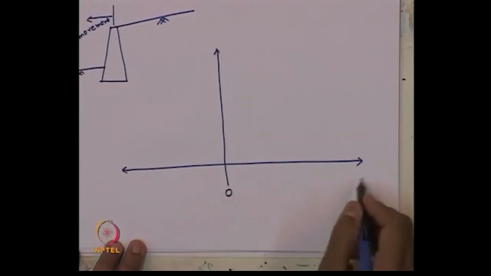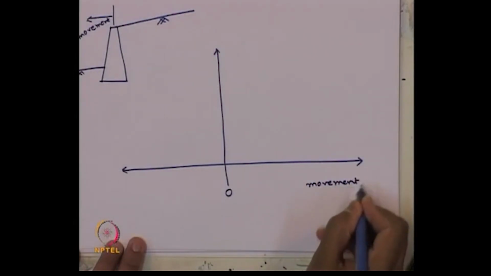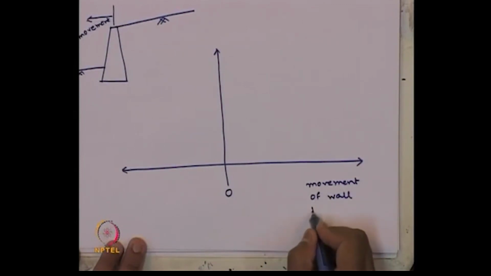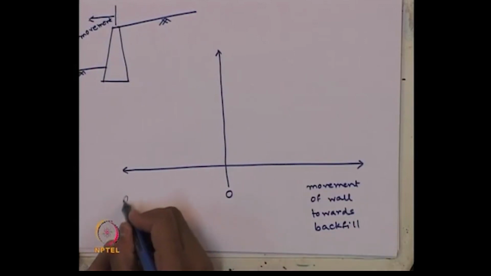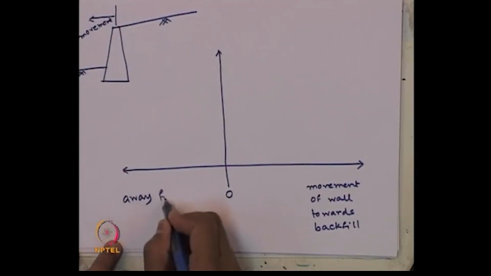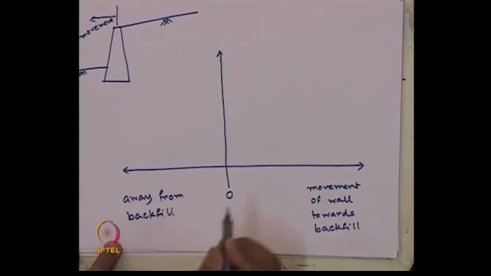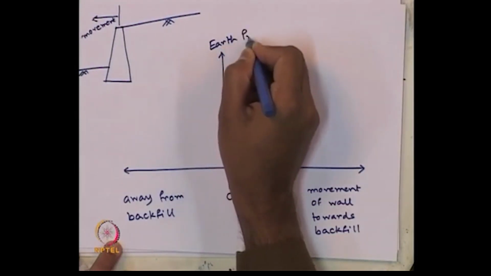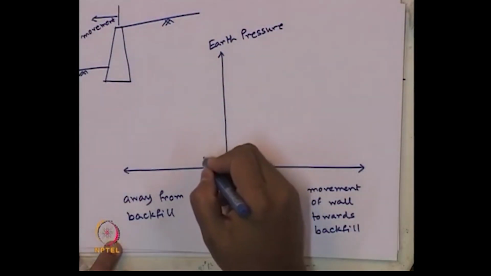So, basically this we call movement of wall, this is towards backfill, and this side we say away from backfill, and this is the earth pressure. So, typically we know the variation is something like this.